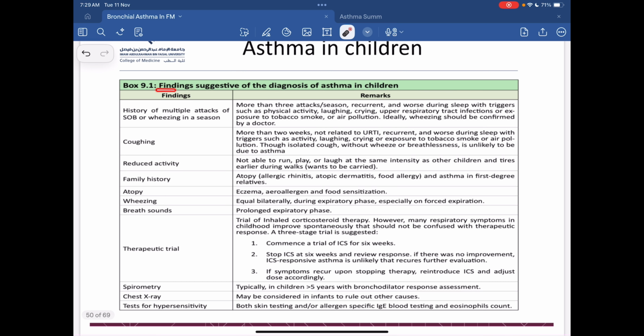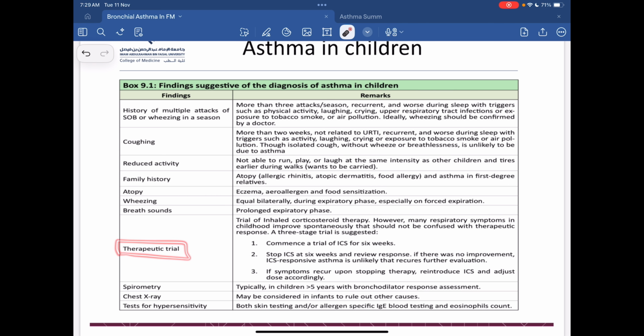Asthma in children أول شيء what are findings suggestive to diagnose asthma in children؟ الأشياء الواضحة الهيستوري اللي قلنا coughing, reduced activity, impaired on life activities, family history of atopy and asthma in first degree relatives. طب atopy زي إيش؟ eczema, allergies, food sensitization, wheezing زي ما وصفنا, breath sounds, prolonged expiratory phase.